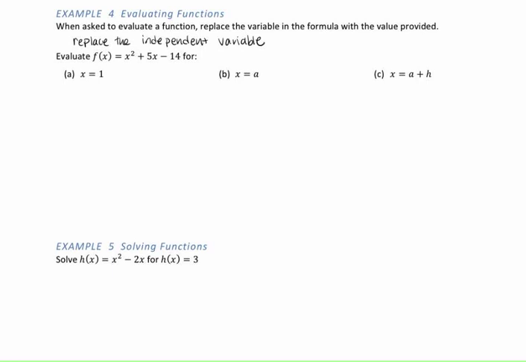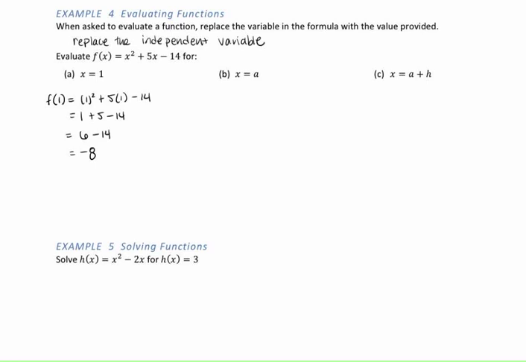So for part A, everywhere you see the independent variable of x, replace it with a 1. We have f of 1 equals 1 squared plus 5 times 1 minus 14. So we have 1 plus 5 minus 14. 1 plus 5 is 6 minus 14. And this leads us to negative 8. So f of 1 is negative 8.